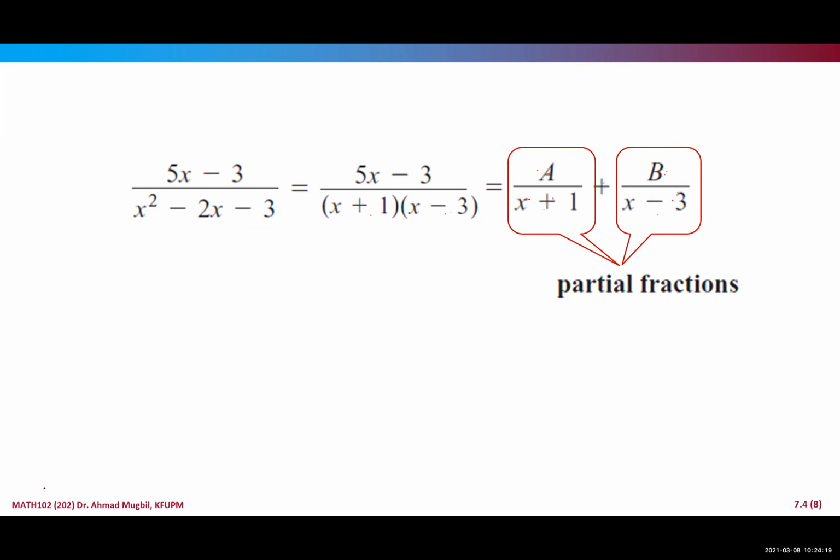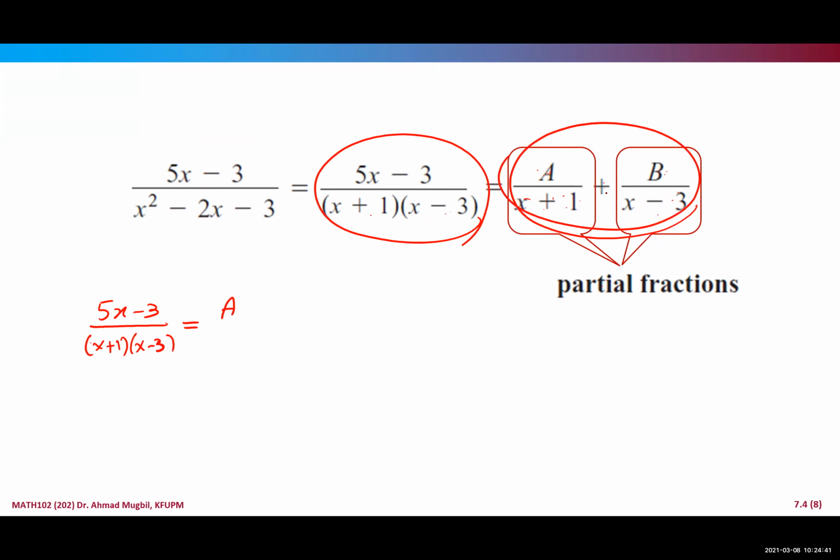So to do that, ya shabab, what you need to do is just to write this expression as one expression. So let me write it here. We will write it as (5x - 3) over (x + 1)(x - 3). This one, I'm writing now, equals A over (x + 1) plus B over (x - 3). Now I will write these 2 fractions as a single fraction. So how to do that, Shabab? We will do it by using the common denominator.